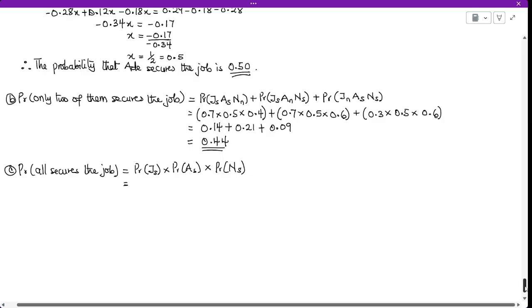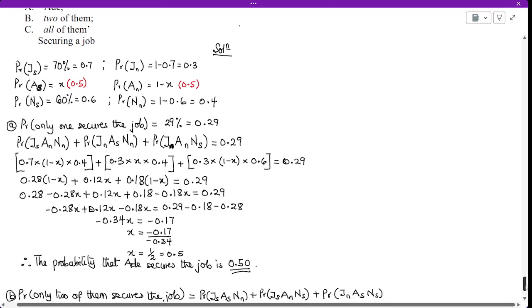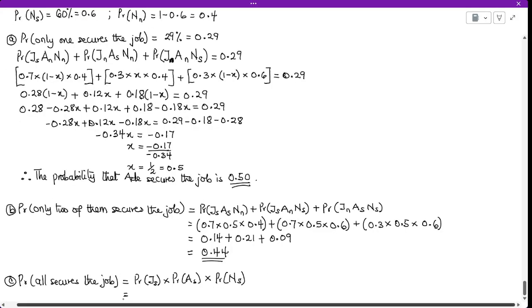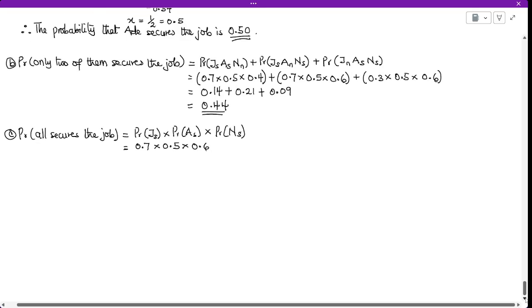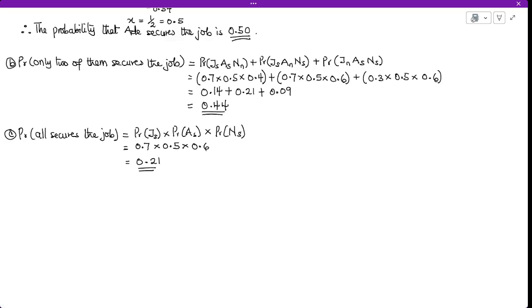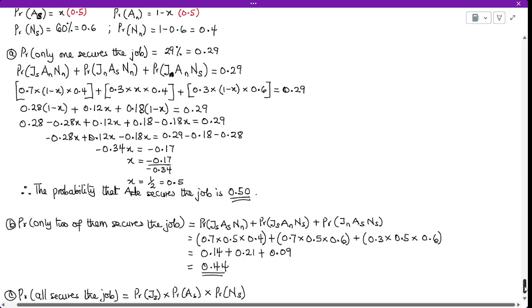So the probability that John secures the job is 0.7. So I have 0.7. Ade securing the job was 0.5, which is the value for X. Then Ngozi securing the job is 0.6. So putting this all together, I have 0.7 by 0.5 by 0.6, and this gives me 0.21. So the probability that all three friends will secure the job is 0.21.